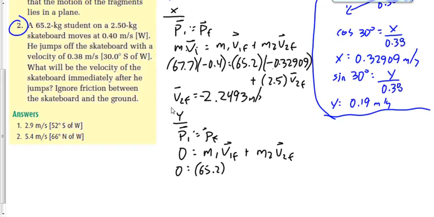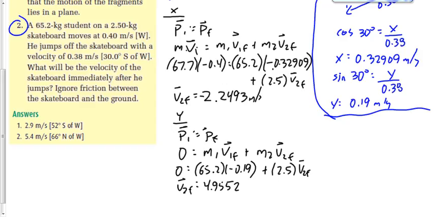So this one was negative because it was left. This one is negative because it's downwards. So if it's left and up, x would be negative, y would be positive then. M2 is 2.5. Solve for V2F. V2F is easier to find in this case. When we get it, we get 4.9552.